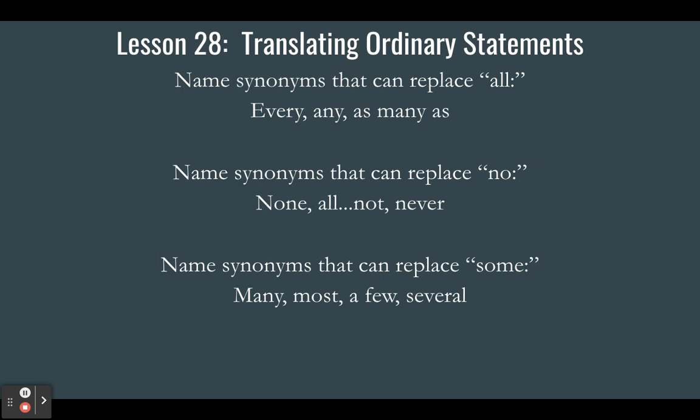Now the trick with some is you have to ask yourself, is this a "some are," an I statement, or is this a "some are not," an O statement? What's going to clue you in there is whether this is making an affirmative claim or a negative claim. It's easy with the all and the no. None or never, that's very obviously a negative. Every, any, as many as, that's very much an affirmative claim. But with some, you're going to have to do a little more work to figure out, is this a particular affirmative or a particular negative? But we will practice and you will get the hang of it.